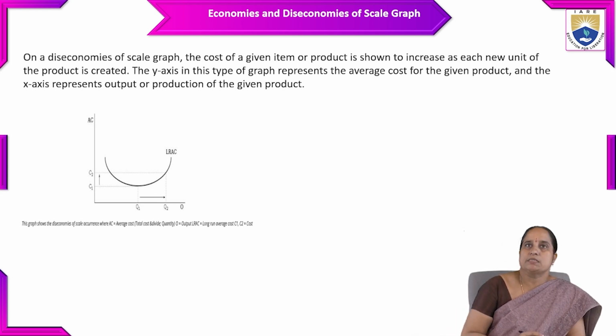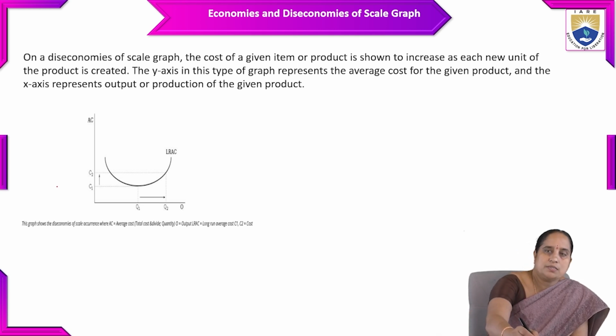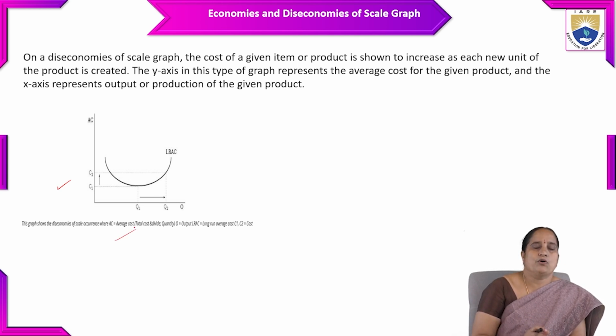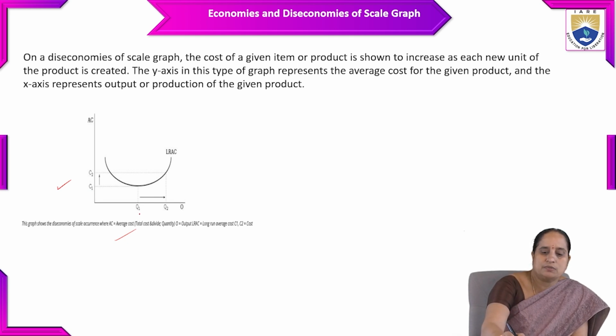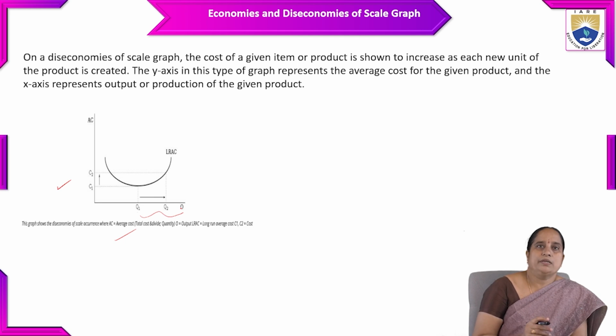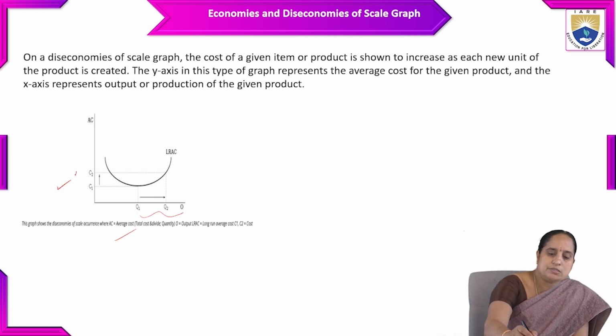Coming to the graph of economies and diseconomies of scale, on a diseconomies of scale graph, the cost of a given item or product is shown to increase as each new unit of the product is created. The y-axis of this type of graph represents cost for the given product, whereas the x-axis represents output or production of the given product. Just by making changes in the quantity of the goods, we can find change in the cost.